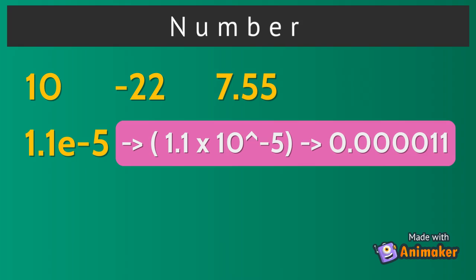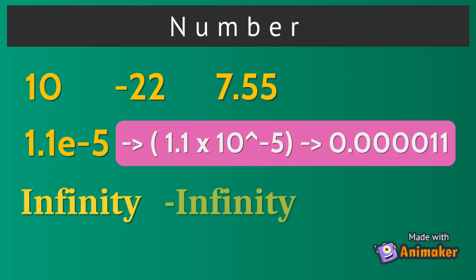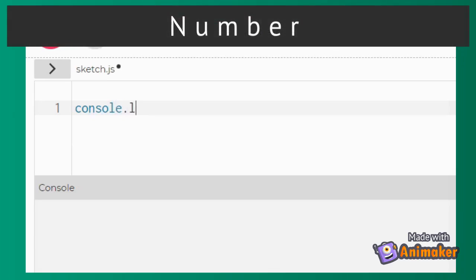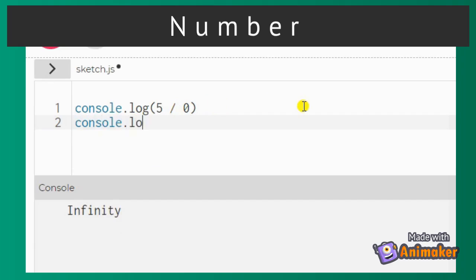The number data type also includes some special values which are Infinity, -Infinity, and NaN. Infinity represents mathematical infinity, which is greater than any number. Infinity is the result of dividing a non-zero number by 0, while NaN represents a special not-a-number value. It is a result of an invalid or an undefined mathematical operation, like dividing 0 by 0.